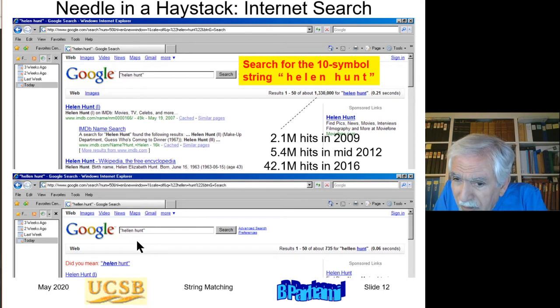Also, another common error is missing letters. So in typing Hunt, for example, I may leave out U and just type H and T.